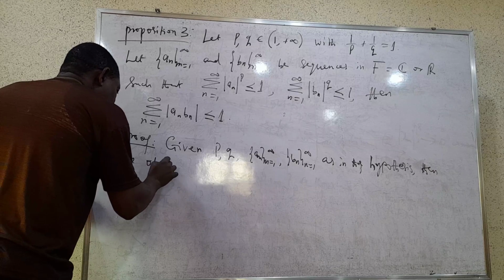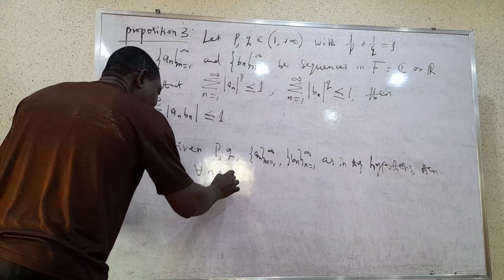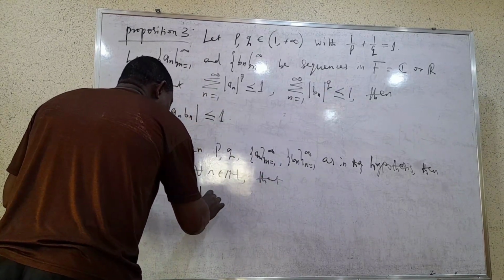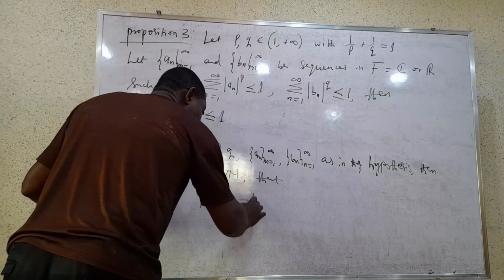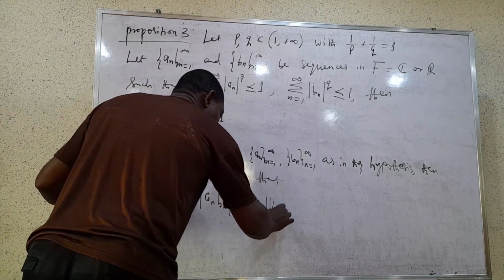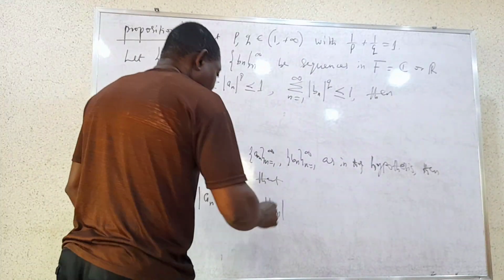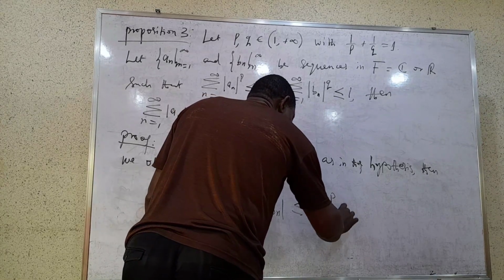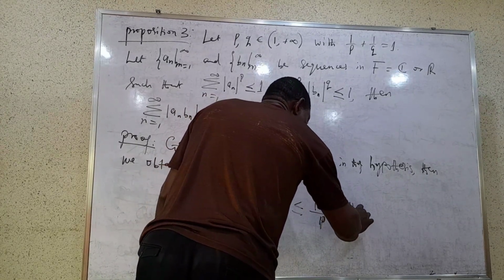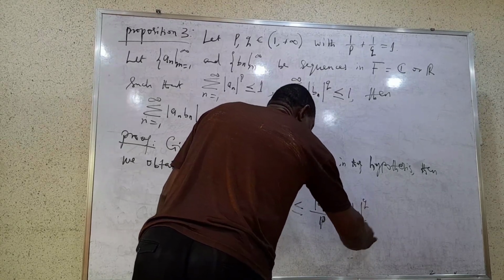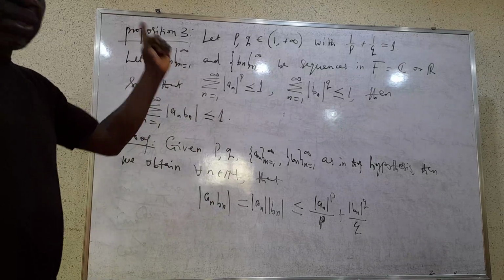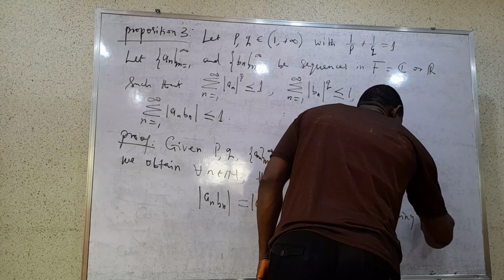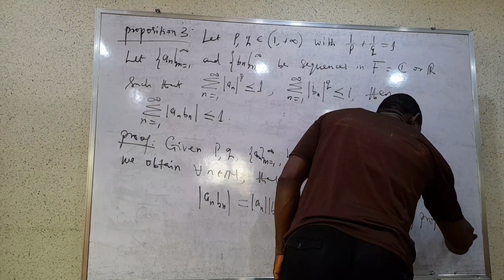we obtain for all n in the set of natural numbers that the absolute value of a_n b_n, which we know is the absolute value of a_n times the absolute value of b_n, is less than or equal to the absolute value of a_n to power p over p plus the absolute value of b_n to power q over q, using Proposition 2.